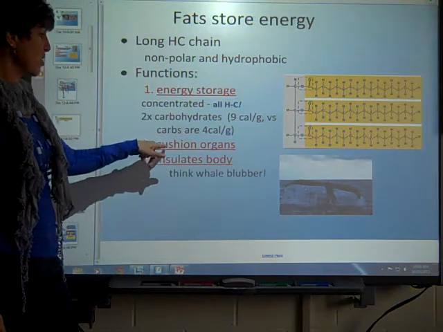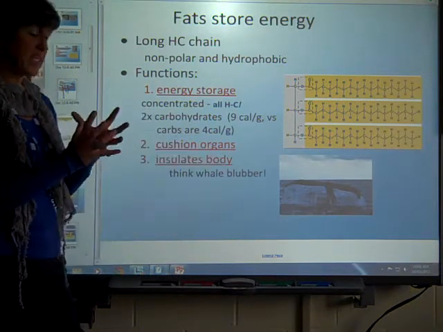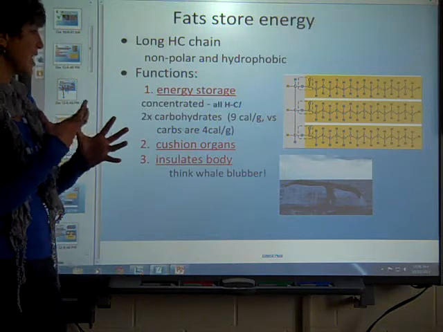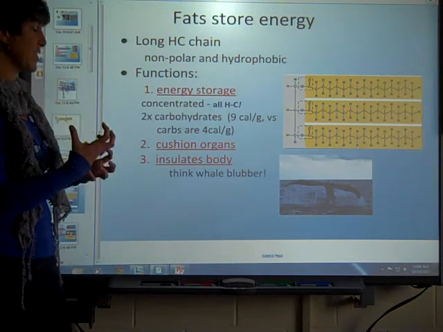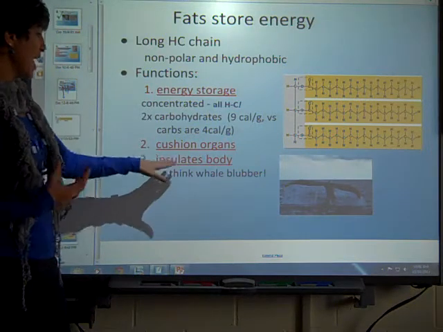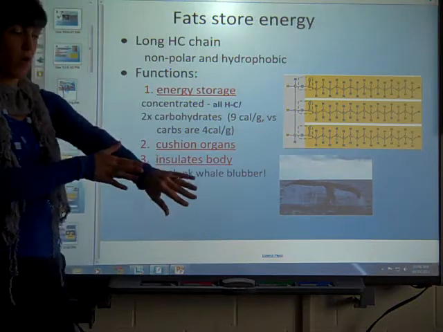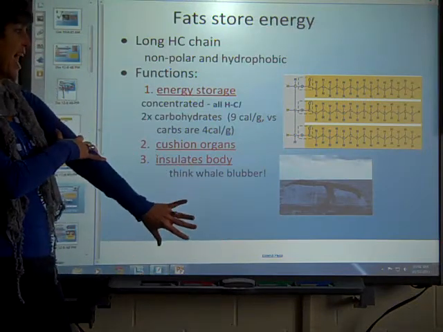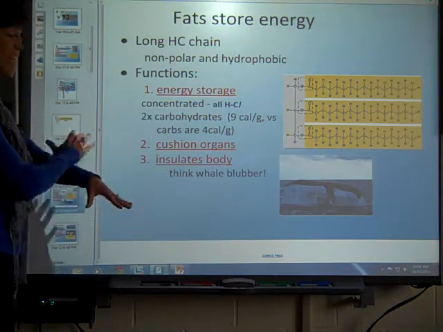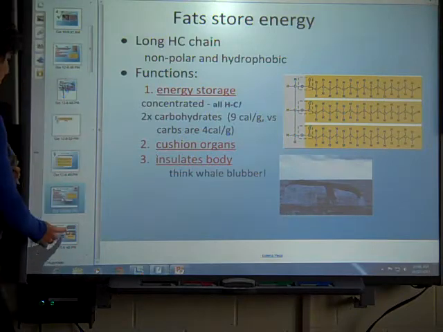What else are they for? Cushioning organs. Each organ tends to, especially the heart, have that special layer of insulation around it. And insulating your body. So all of your cells actually have lipids within the cell membranes. Helps keep water out of our body as well.